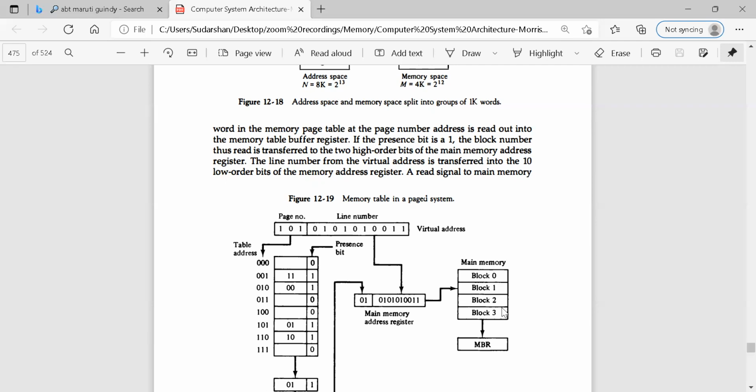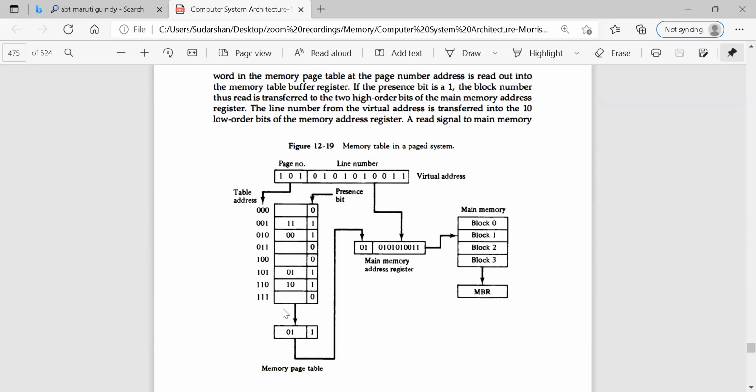See here, you can call it a frame or a block. The 4 KB memory space is divided into 4 blocks: block 0, block 1, block 2, block 3. To represent block 0, the bits will be 00. To represent block 1, it is 01. To represent block 2, it is 10. To represent block 3, it is 11. Fine. The remaining 10 bits are common. In the 13-bit address it is 3 and 10, in the 12-bit address it is 2 and 10. I have to map a 3-bit page number to a 2-bit block number.